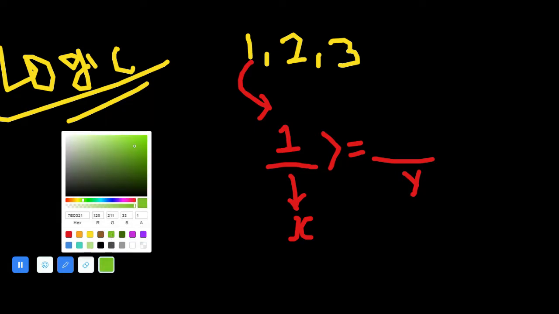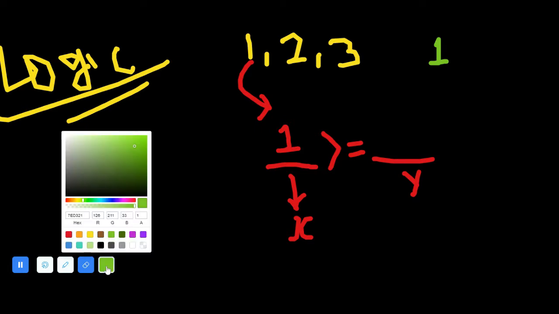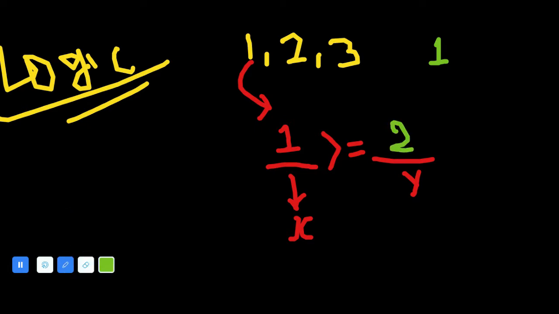When you keep the value 1 here, is this logic true now? Yes, this is true, because 1 is equal to 1. So for true we will write 1. And now let us change the value of y. Let us change it to 2. Is this logic true now? No, it's not. It's false now. So we have to add 0.